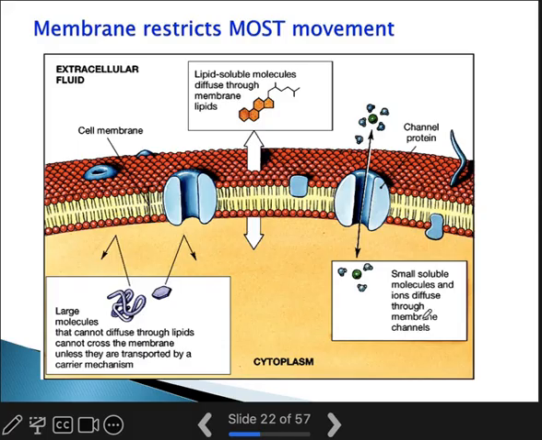All right, so to summarize this, the membrane is going to restrict most movement. So we can see here lipid-soluble molecules, so of course this is our cholesterol, can diffuse through the membrane.